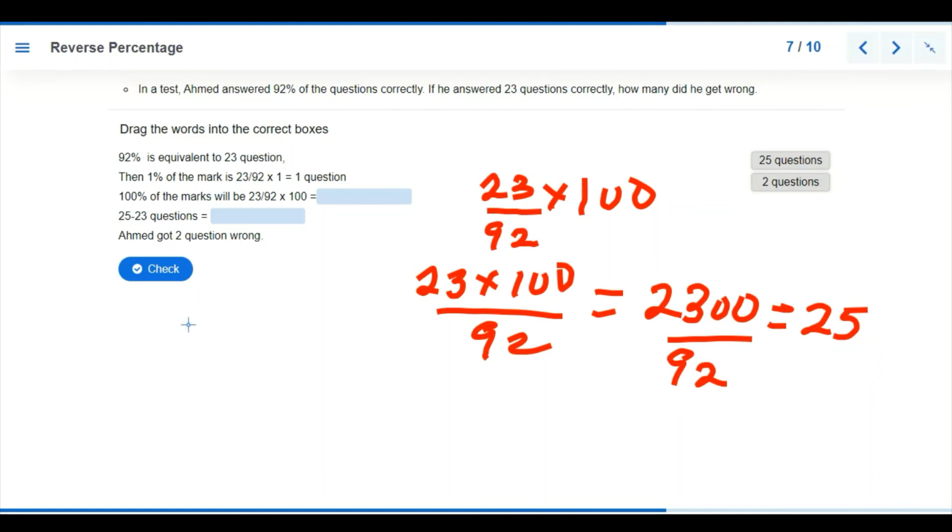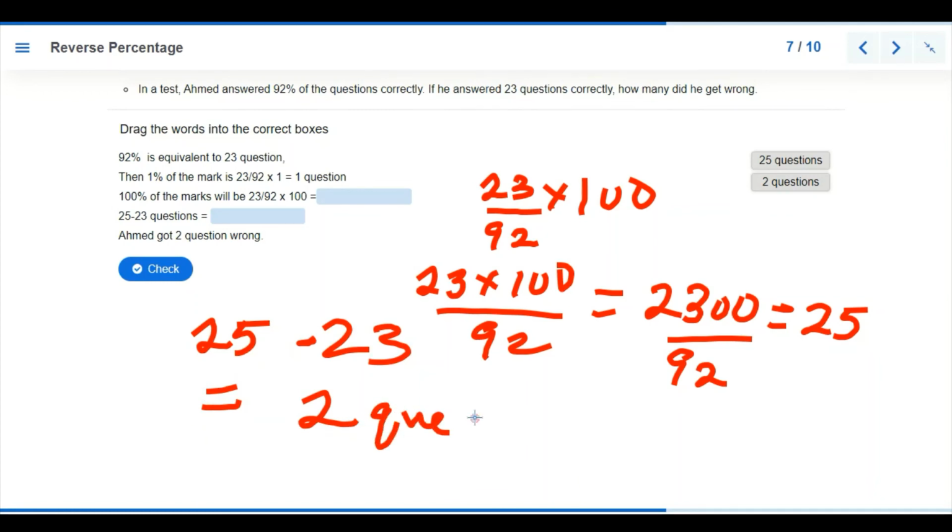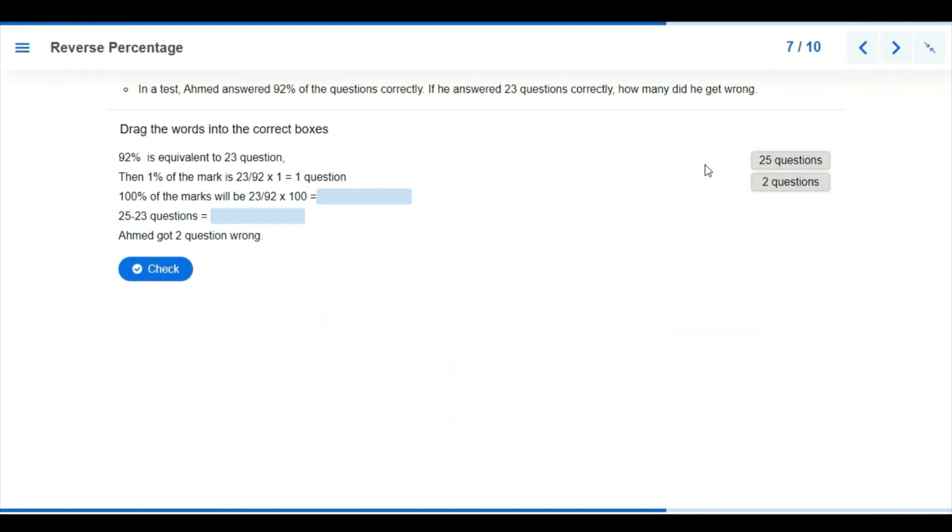So if we deduct 23 from 25, that is 25 minus 23, which is going to be 2. So Ahmed actually got 2 questions wrong. With that, we are going to be dragging the right answers into the boxes we have here. Now let's drag the answer.